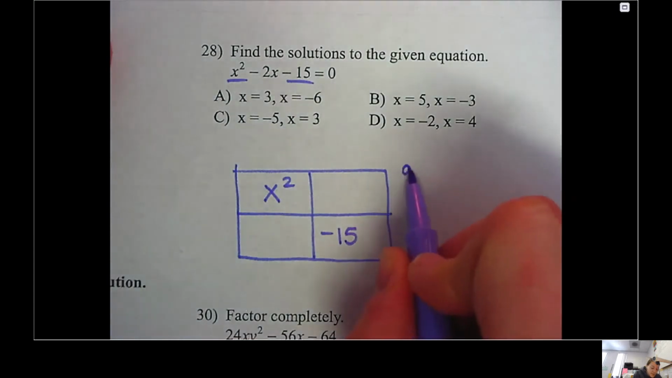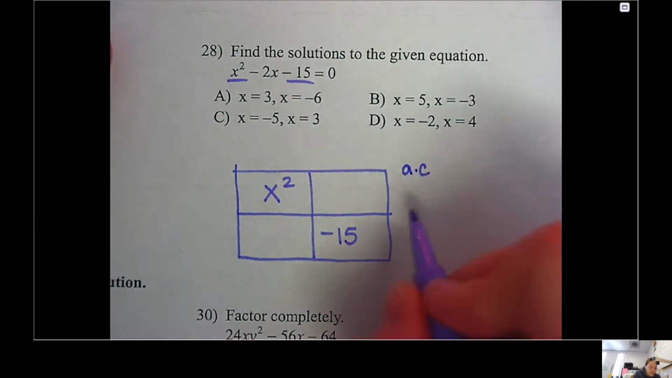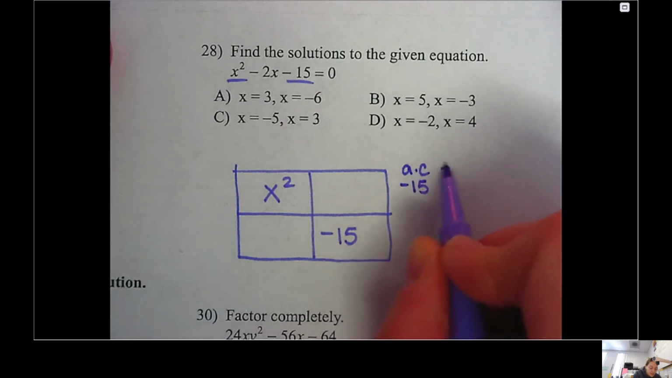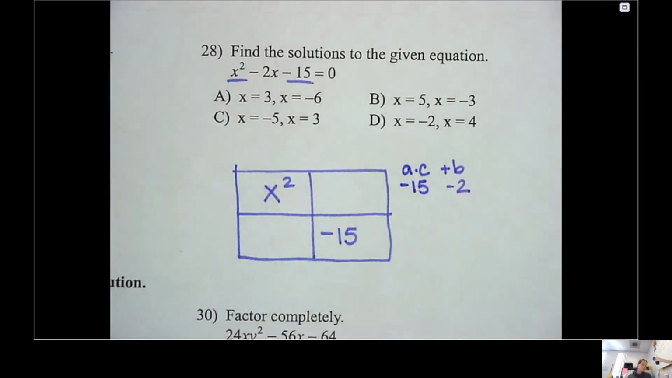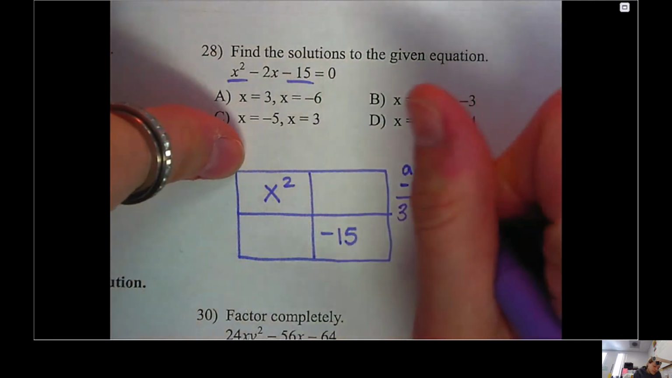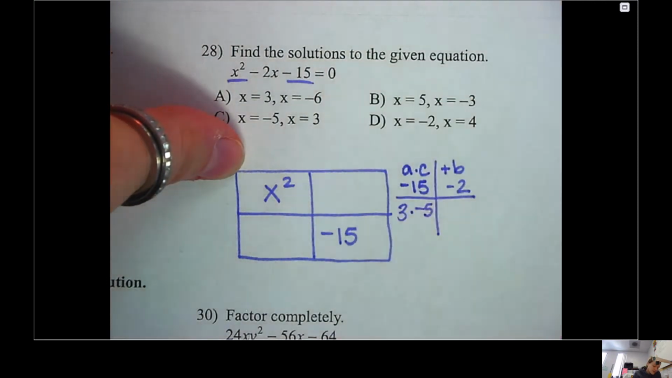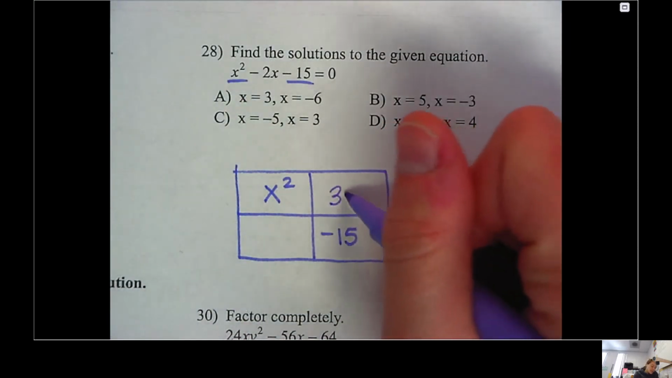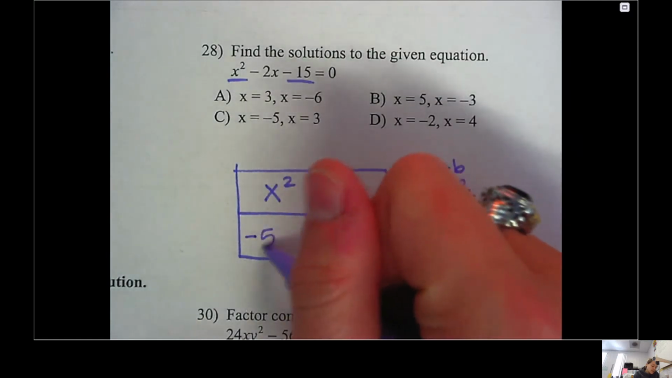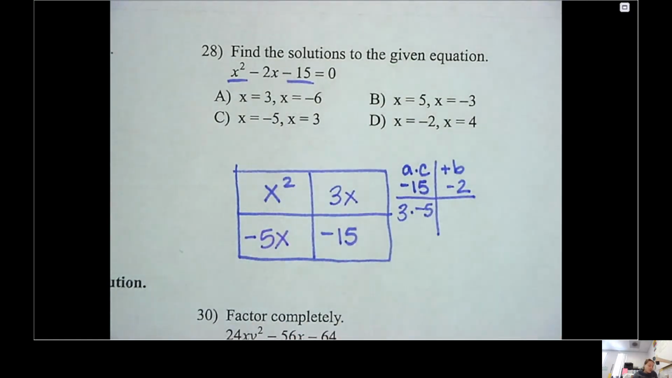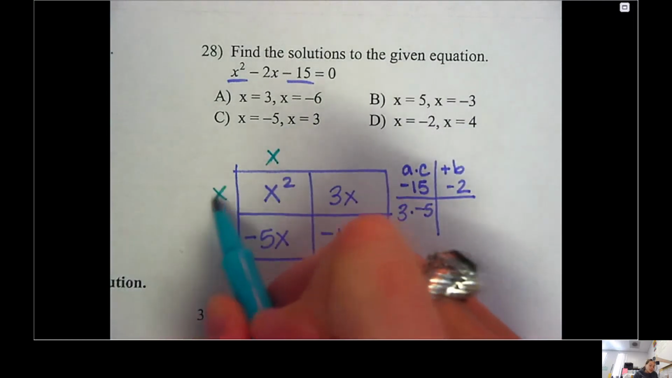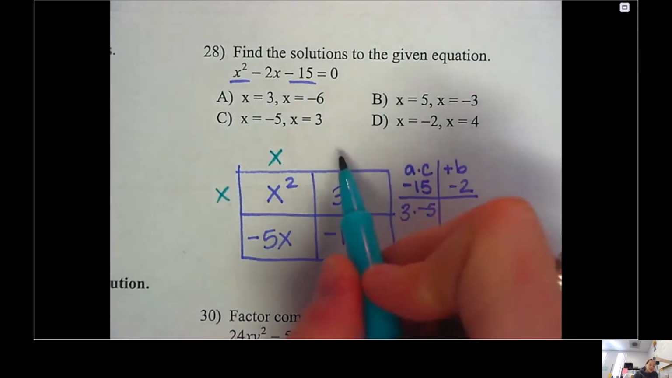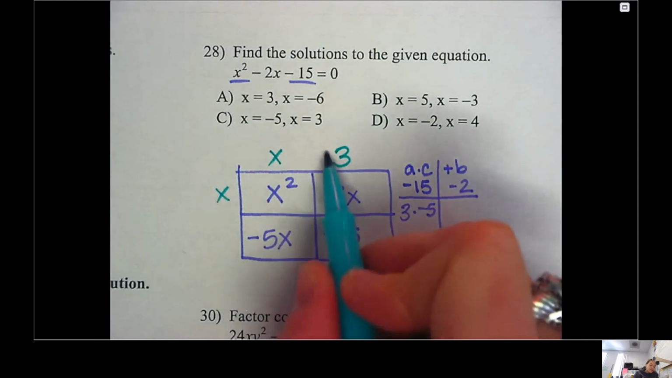Got to find two numbers that multiply to give me a times c, which is 1 times negative 15, and add up to be my b value, which is negative 2. So let's see. 3 and 5 will give me 15, and I want the bigger one to be negative. So 3 and negative 5, does that work? Yeah, that's a negative 2. Okay, so one of these is a 3x, doesn't matter. One of these is a negative 5x. And now I figure out what my factors are. So my factors are x times x for sure. X times what gives me 3x, that's a 3. It's a positive 3 if you want to put a plus.